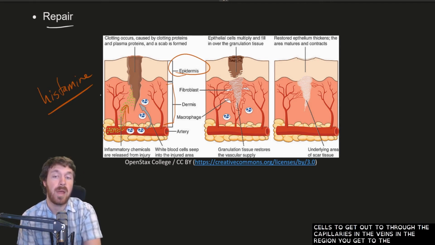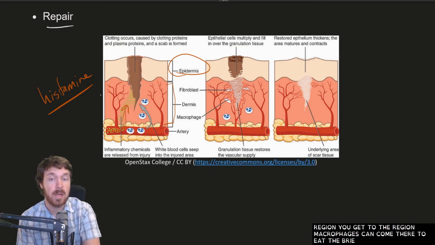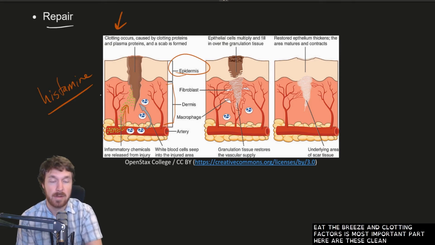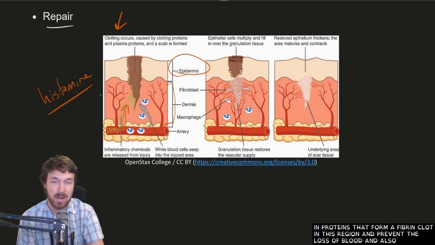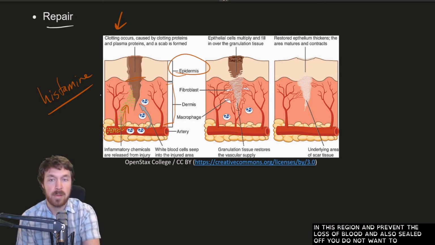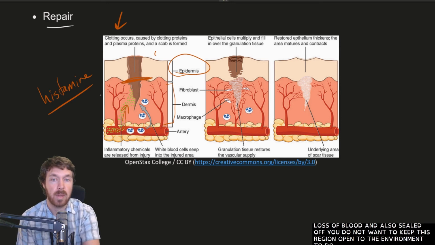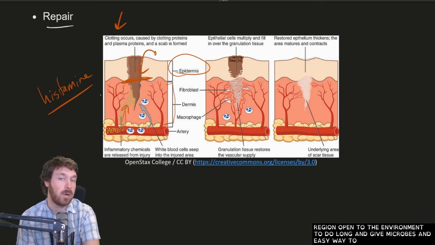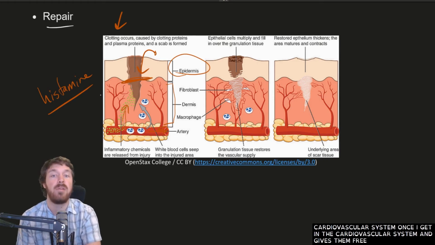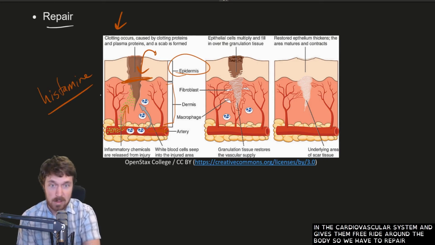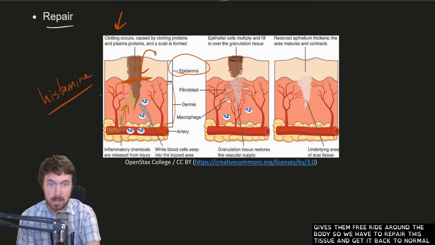When they get to the region, macrophages can come there and eat debris, and clotting factors arrive. The most important part here are these clotting factors. They bring in proteins that form a fibrin clot in this region and prevent the loss of blood and also seal it off. You do not want to keep this region open to the environment too long and give microbes an easy way to get to your cardiovascular system. Once they get in the cardiovascular system, it gives them a free ride around the body. So we have to repair this tissue and get it back to normal operating means.